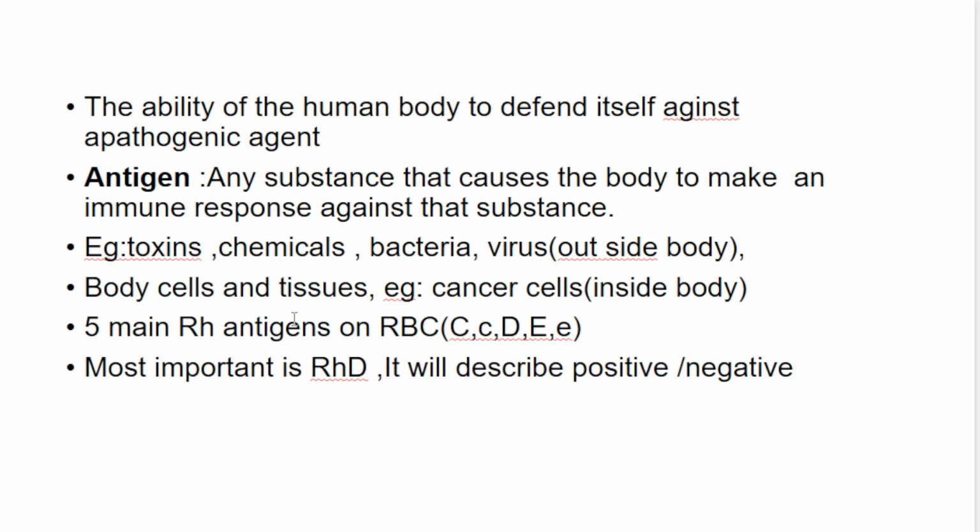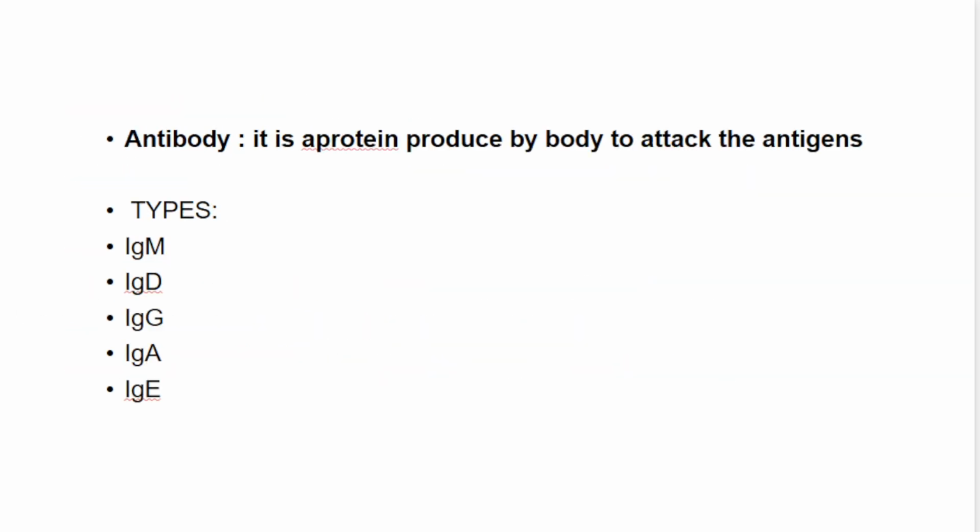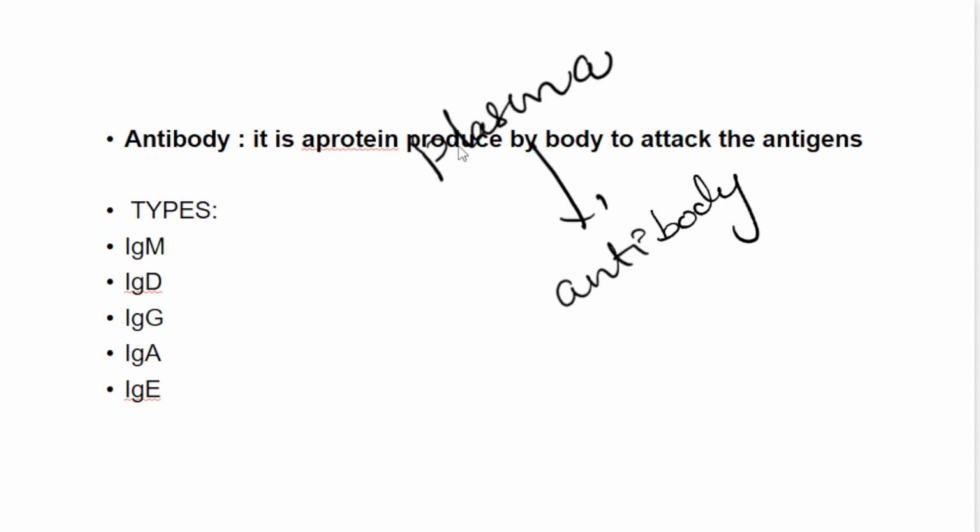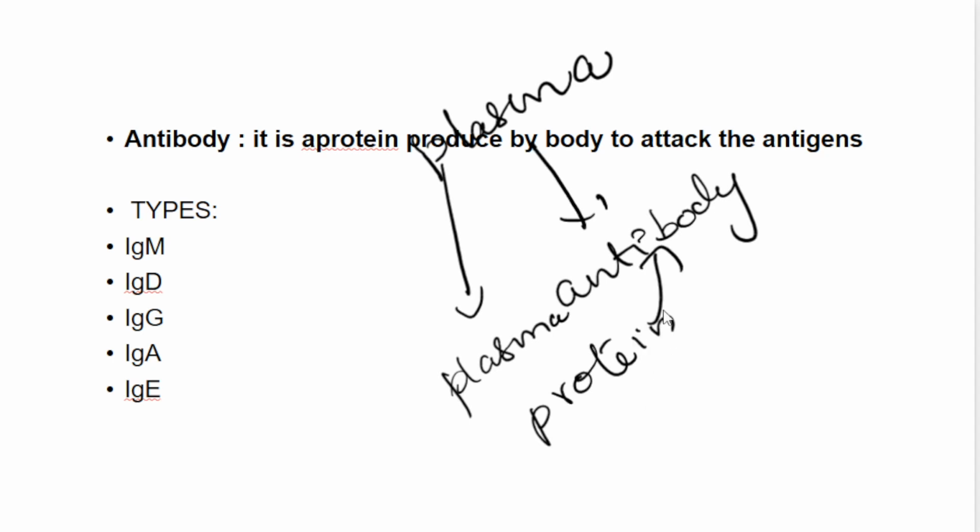So let us discuss some of the immunoglobulins. Antibody: this is a protein produced by the body to attack the antigen. So this is also a plasma protein. Where will the protein be produced? In plasma. In our blood, plasma is there. Plasma has plasma proteins, and from these proteins, antibodies are produced.